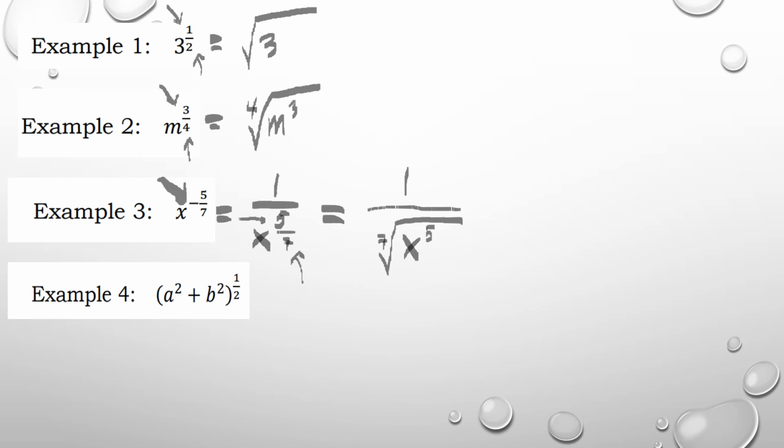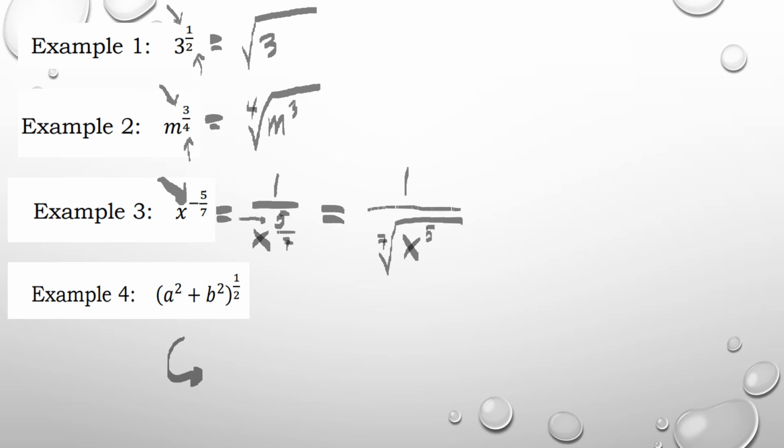So our final answer is 1 over 7th root of x to the 5th power. Okay. So sa last example natin, dito natin isulat sa baba. Okay. We have the sum of the quantity of a squared and b squared raised to 1 half. Paano natin isi-simplify into a radical form?